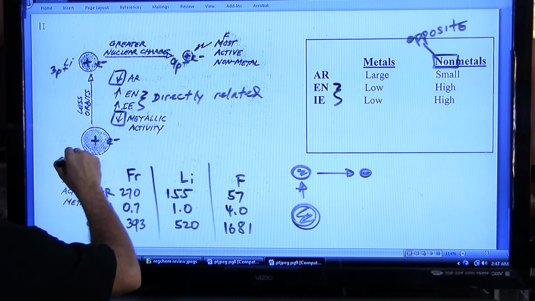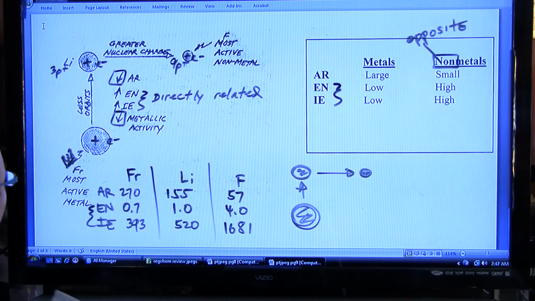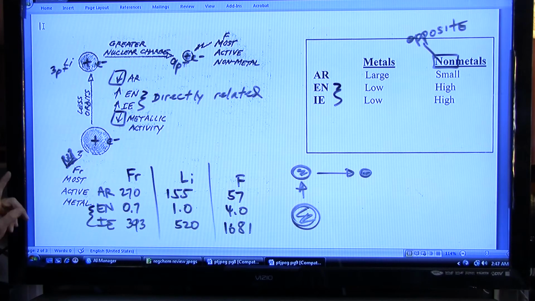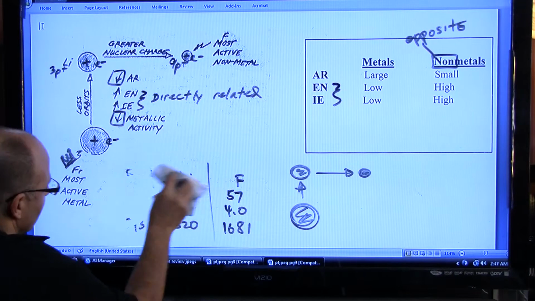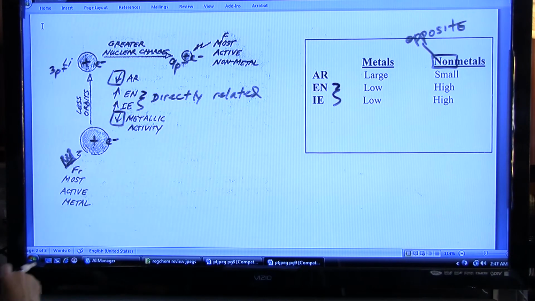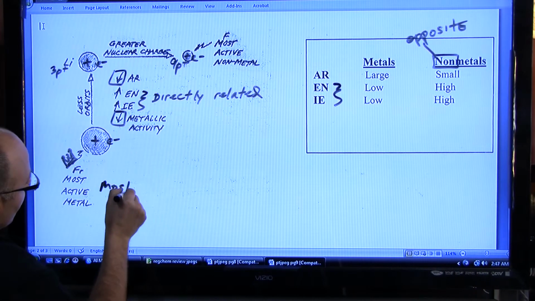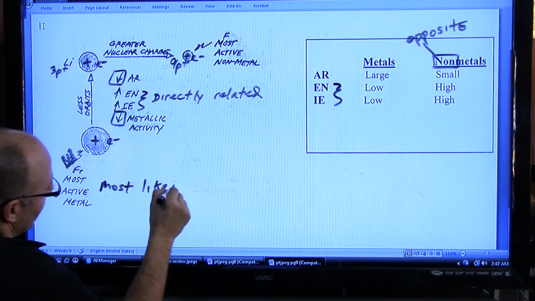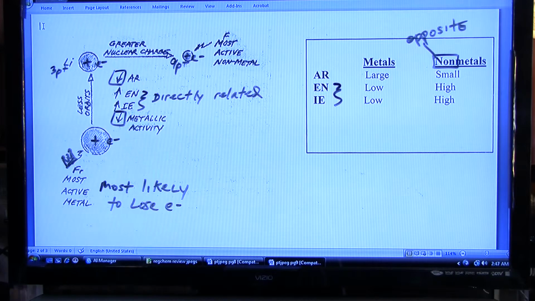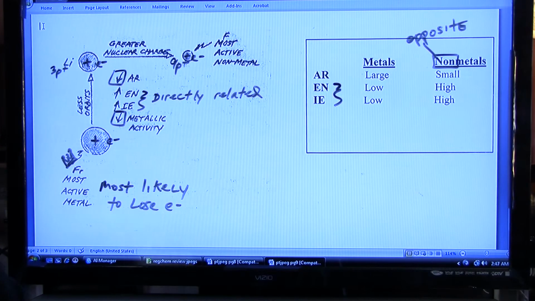Francium, as I told you before, is the king of metals. It is the most active metal. It is the metal most likely to do what metals do, which is lose electrons. We can add that too over here. Let's do that. The most active metal is most likely to lose electrons. And as you go further up, they're less likely to lose electrons.